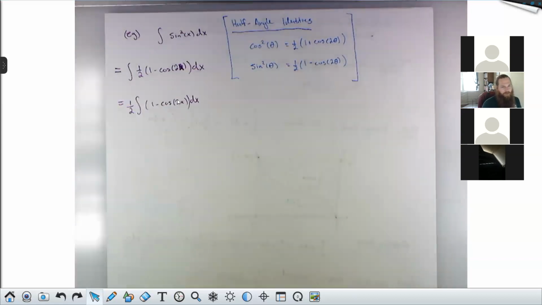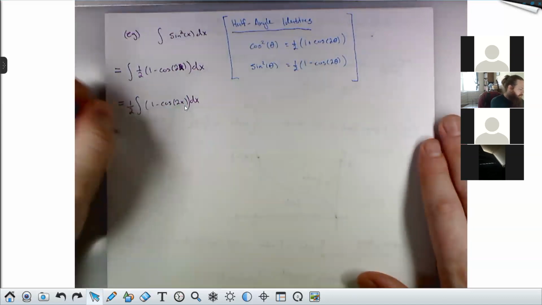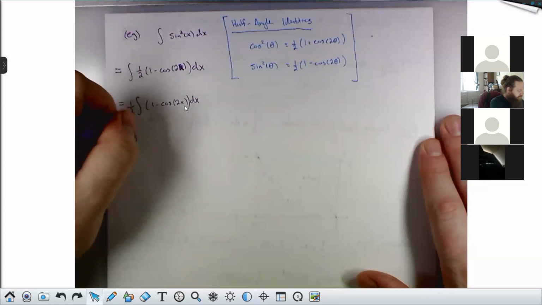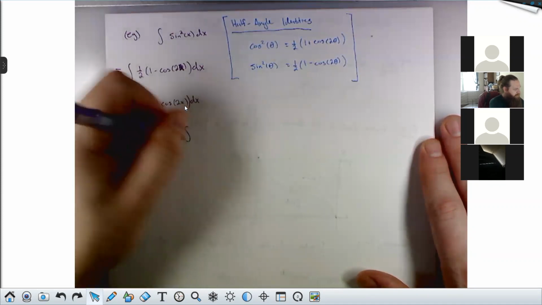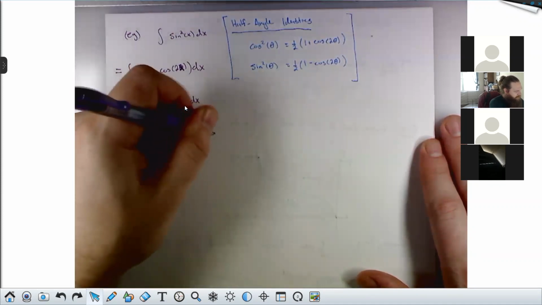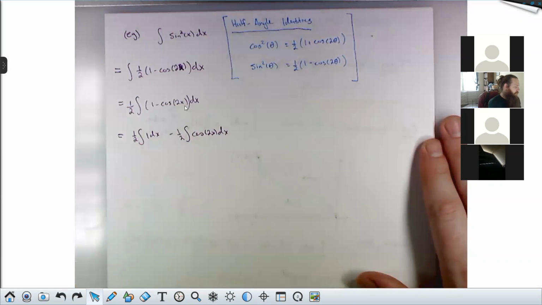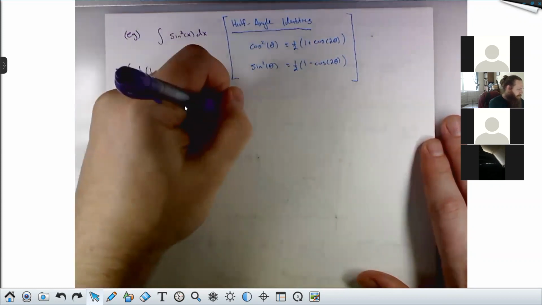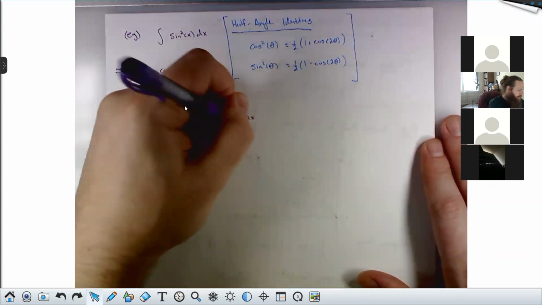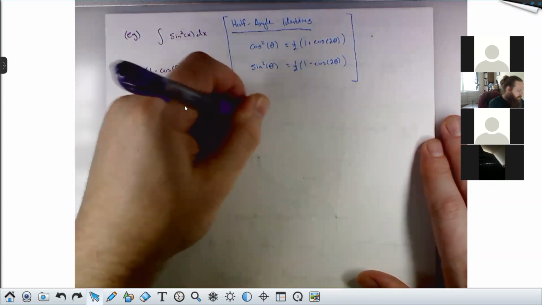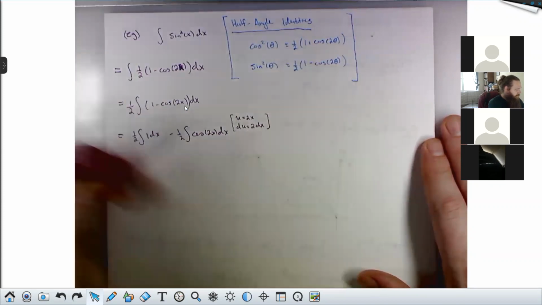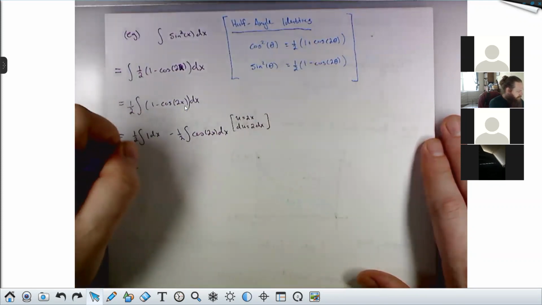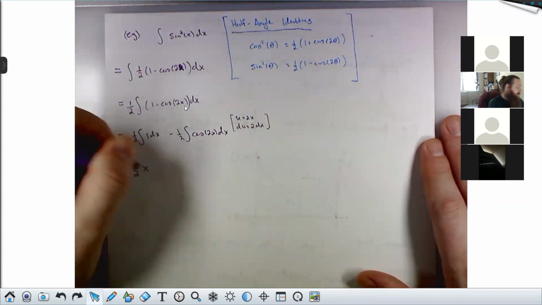If you want to, you could make a tiny little u sub in this piece. I guess I'll go through the details for you here. So this would be 1/2 integral of 1 dx minus 1/2 integral of cos 2x dx. And then in the second integral, you can make the tiny little substitution u equals 2x. du is just 2 dx, so 1/2 du is equal to dx. So this first piece is going to integrate to just 1/2 x.